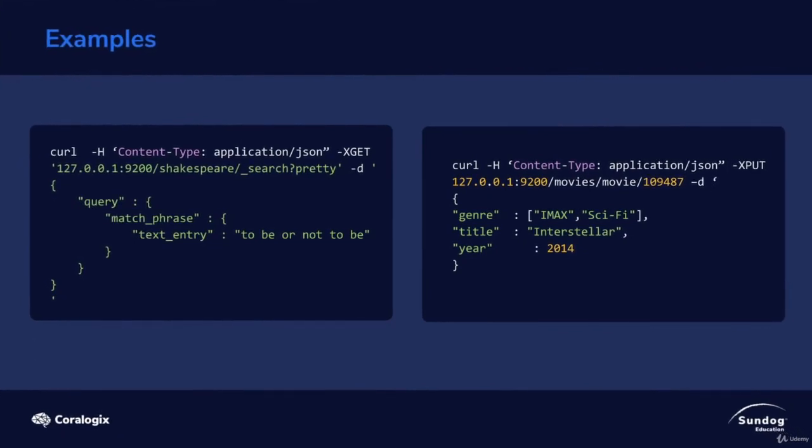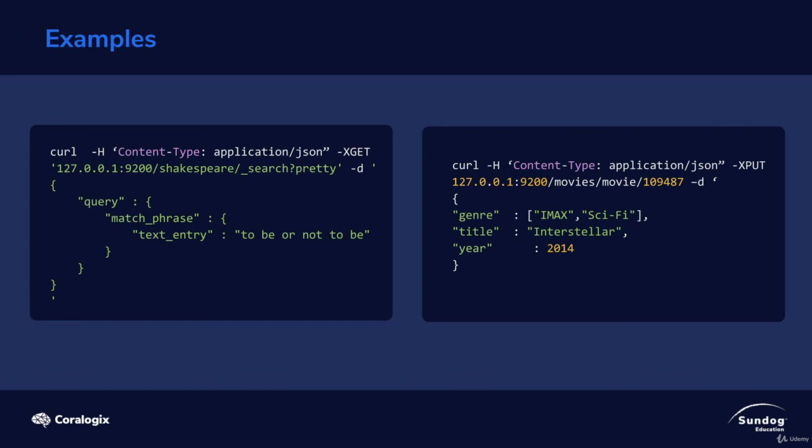Let's look at some concrete examples to make that more real. So this first one on the top here, we're basically querying the Shakespeare index for the phrase to be or not to be. So let's take a closer look at that curl command and what's in it. Again, we're saying curl -H content type application JSON. That's sending a HTTP header that says that the data in the body is going to be in JSON format. -X GET means that we're using the GET method or the GET verb, depending on your terminology, meaning that we just want to retrieve information back from Elasticsearch. We're not asking it to change anything.